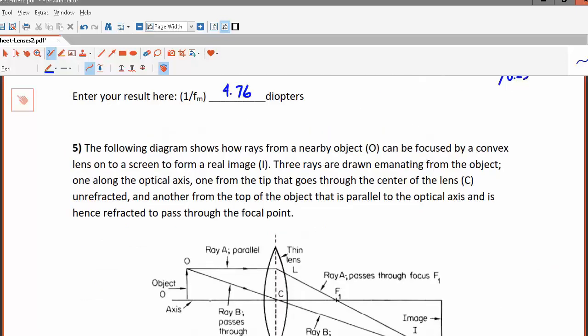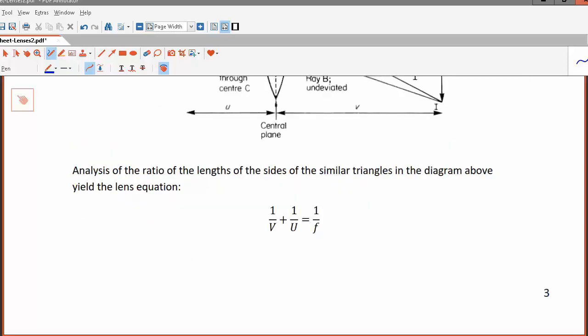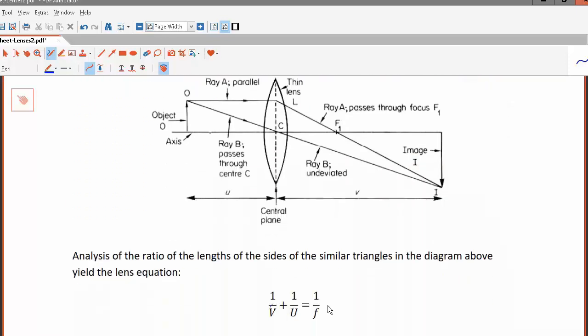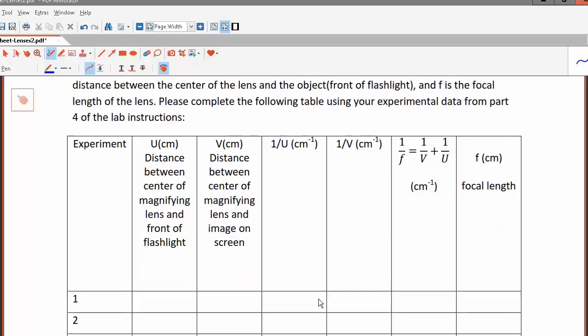In the next part, part 5, here we analyze the data gained in the lens formula part of the experiment, where we're going to verify that this formula actually works. So what we have here, distance V is the distance between the center of the lens and the focused image on the screen. U is the distance between the center of the lens and the object, which in our case was the flashlight. The sum of their reciprocals would be 1 over the focal length. So let's see how we verify this.